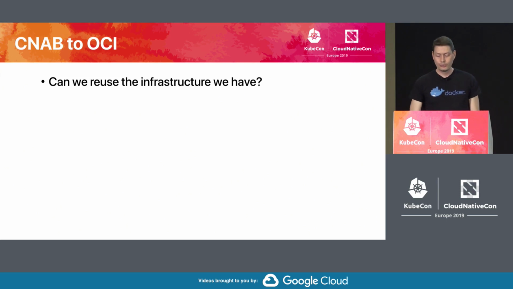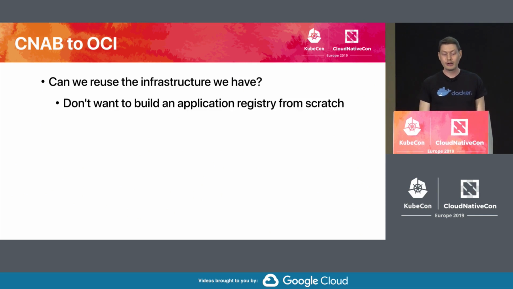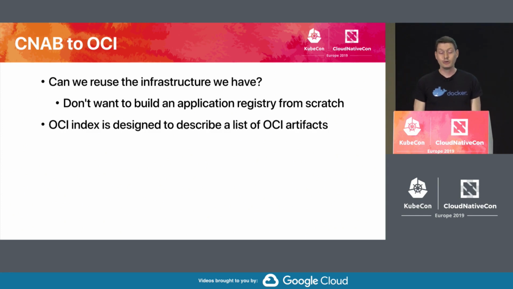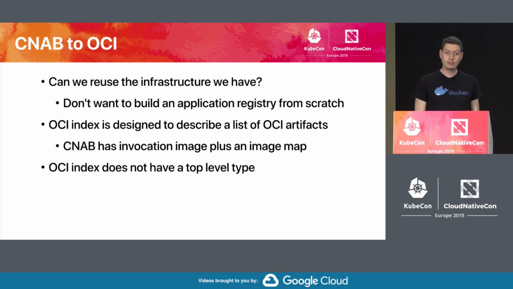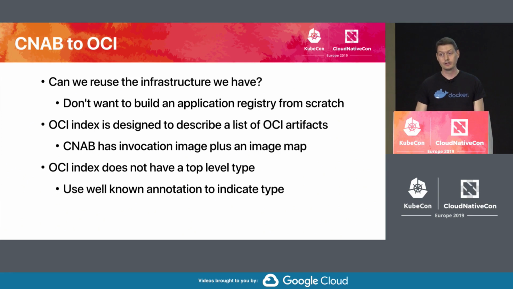So when we were developing CNAB-to-oci, we asked, what infrastructure can we reuse? And it's primarily because we're lazy. We just don't want to build things from scratch. We also noticed that the OCI index is designed to handle a list of OCI artifacts. And we thought about this a bit, and we said, well, CNAB has this invocation image and a list of images, so this feels like a good match. The problem with the OCI index is that it does not have a top-level type. So we need to duck type this to make it work. But the overriding design idea behind CNAB-to-oci has been, let's reuse existing OCI registries and not require modifications because it's just too difficult.